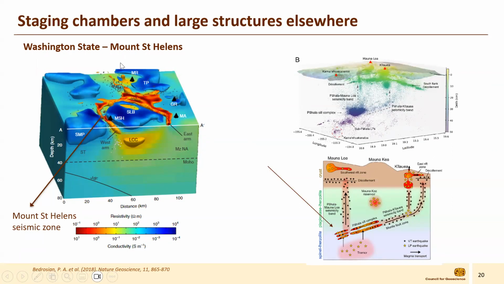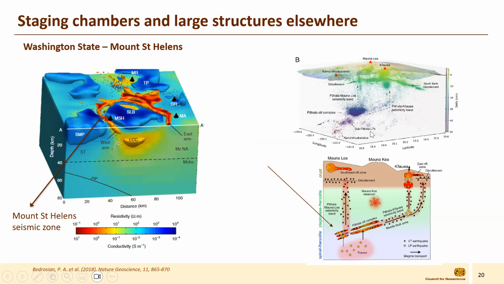Mount St. Helens. This is the link between staging chambers and structures. This is from MT data, magnetotelluric data. There are low resistivities here. It's interpreted as melt. And there are big faults. This is a seismic zone here, all around Mount St. Helens, clearly localized, Mount St. Helens, possibly Mount Adams. Hawaii is a really great example.